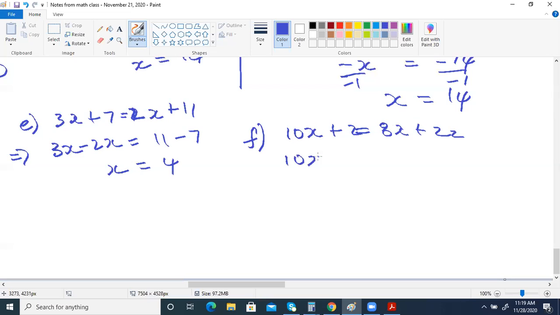So 10x minus 8x equal 22 minus 2. This equal sign looks so unclear, but hopefully you guys know that this is an equal sign, right? So 2x is equal 20. X equals 10. All right.